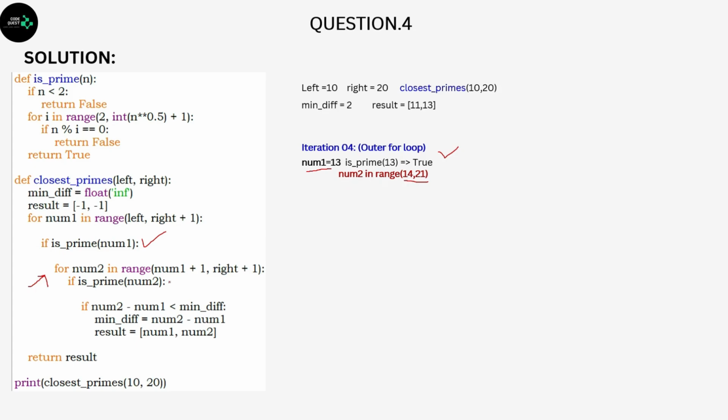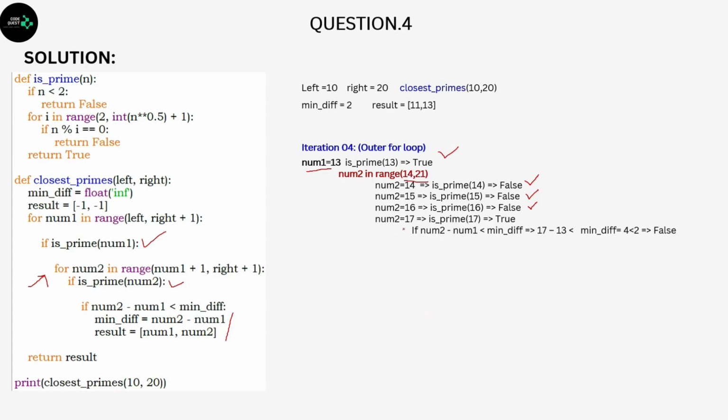Now what is the num2 value to start with? 14. I'll check is it a prime number by applying this function. So what I'm going to get is false. Moving on to the next num2 value, which is 15. That also gets me false. Num2 is 16, again is prime is false. Hence for 14, 15, 16, these two statements will never execute.